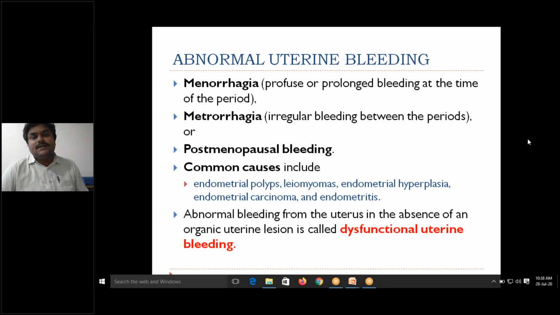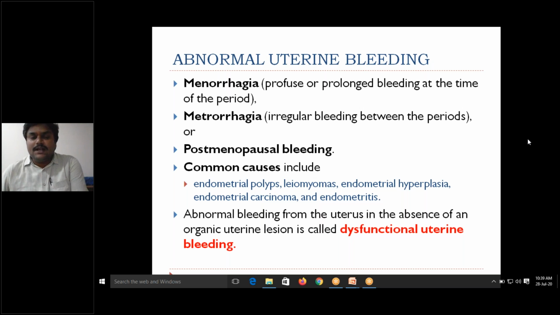If any woman comes with postmenopausal bleeding, you should evaluate her immediately for an underlying lesion like endometrial hyperplasia, endometrial carcinoma, endometrial polyp, or some submucosal fibroid sitting just beneath the endometrium. Of these conditions, the most dreaded is endometrial carcinoma. If someone comes with postmenopausal bleeding, you should suspect endometrial carcinoma and evaluate immediately.